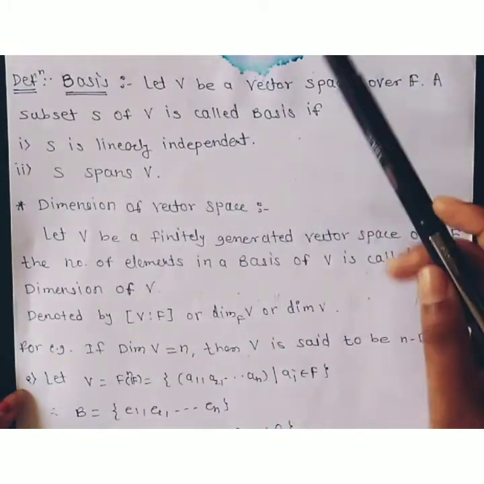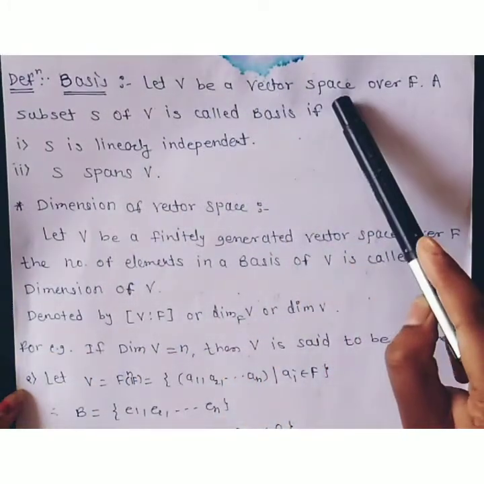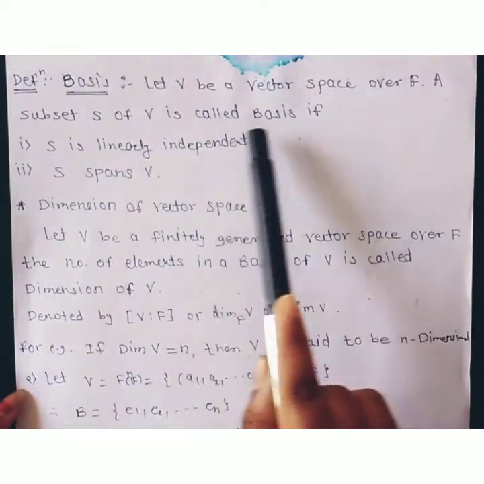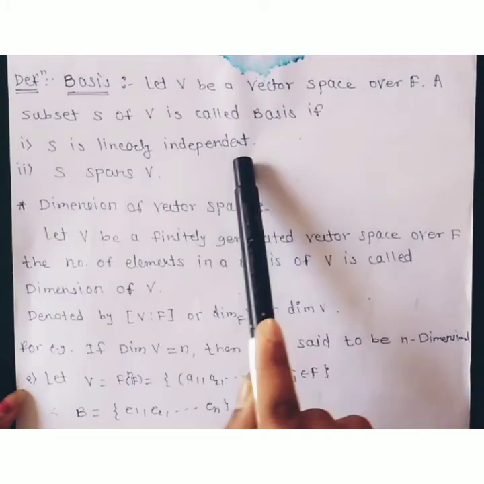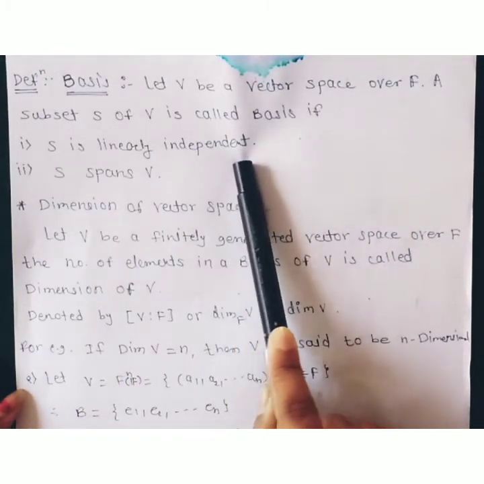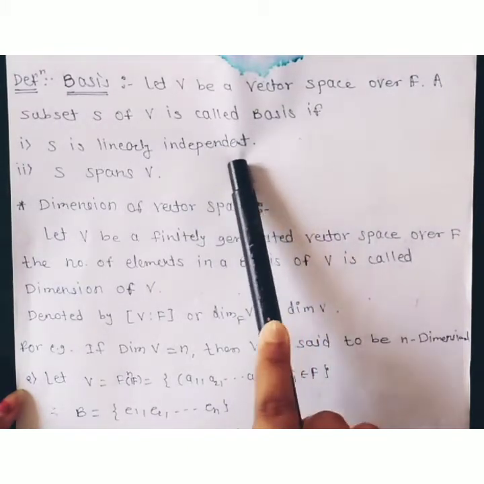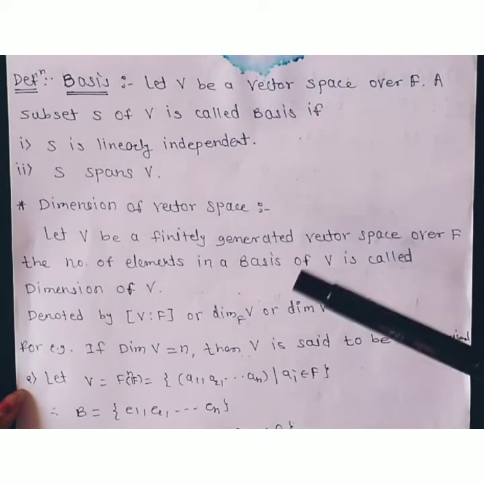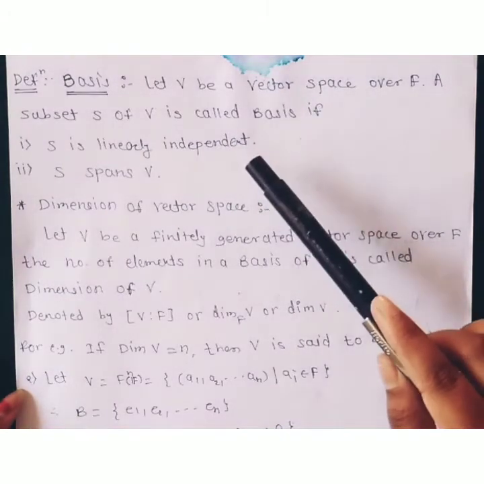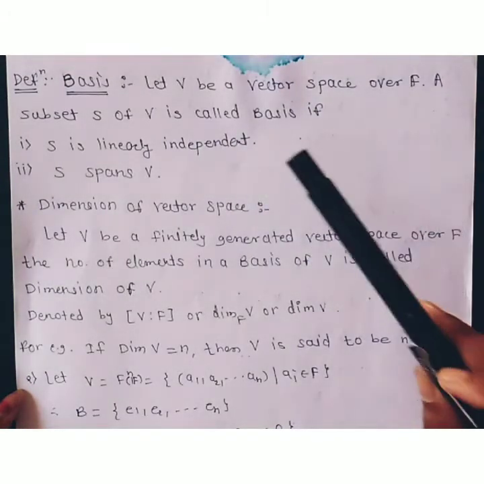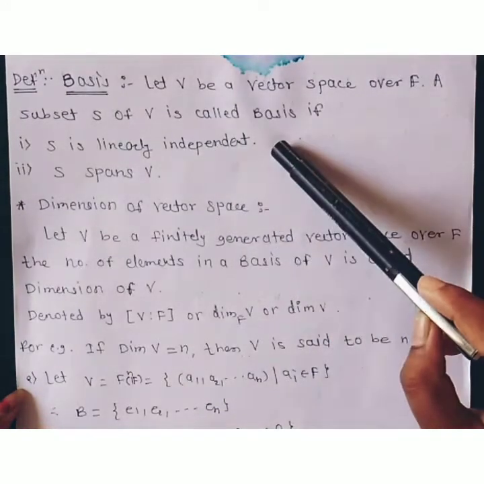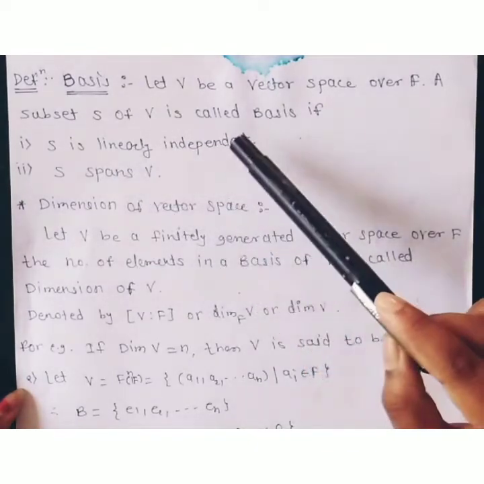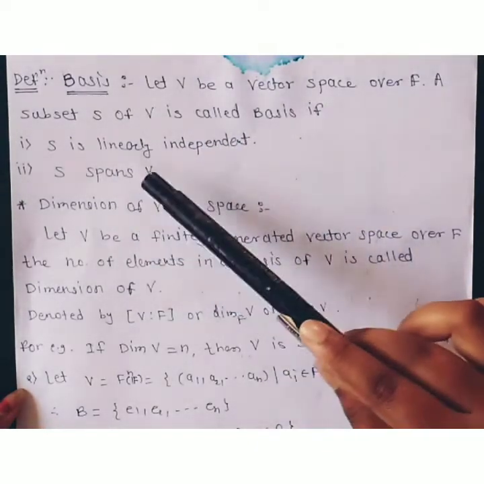So what is the definition of a basis? If we are given any vector space V over the field F, then the subset S of V is said to be a basis. So the first condition is S is linearly independent. We know the definition of linearly independent. If we are given some set of vectors and we consider the linear combination of these vectors, then all lambda scalars should be 0. This is the condition for a linearly independent set. So the given set should be a linearly independent set, and the second condition is S spans V.